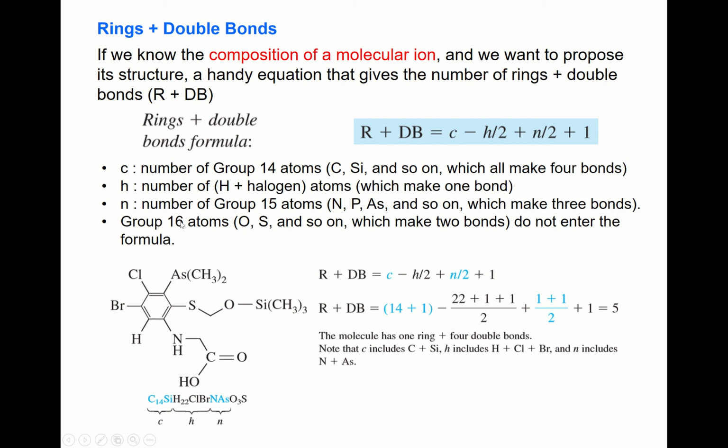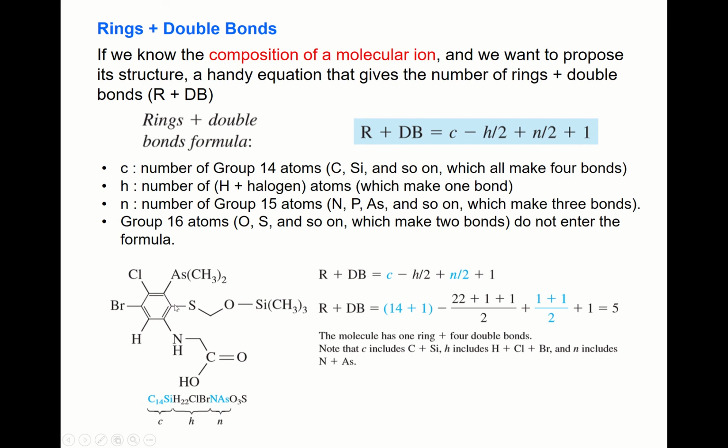And group 16 atoms, the oxygen family: oxygen, sulfur, and what? Selenium, tellurium, and polonium, which make 2 bonds. Do not enter them in the formula here. That doesn't apply for group 16 atoms. All right, and here is an example.